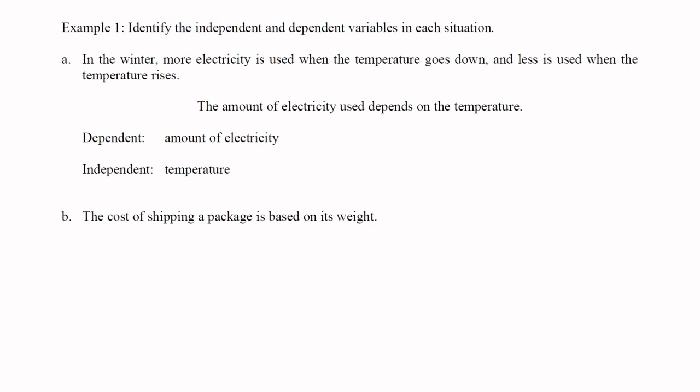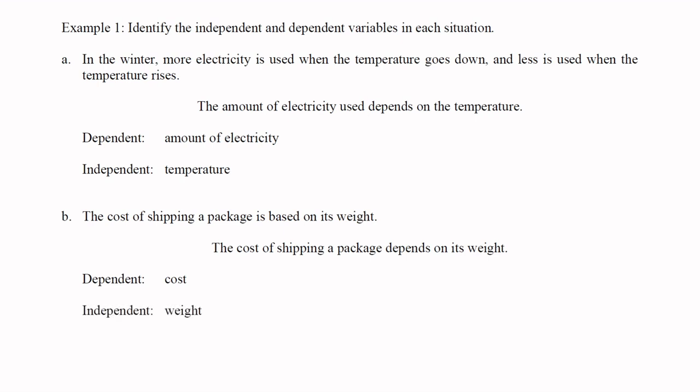The cost of shipping a package is based on its weight. So the cost of shipping a package depends on its weight, okay? So since the cost of shipping a package is dependent on the weight, the cost is your dependent variable, and the weight is our independent variable.